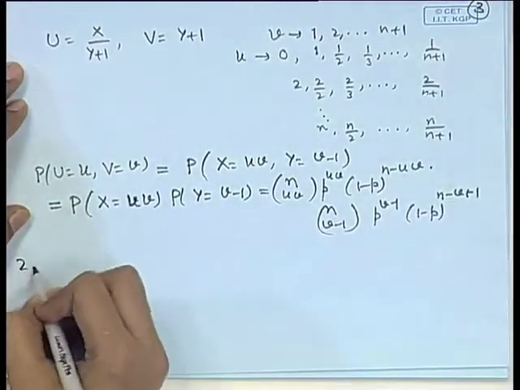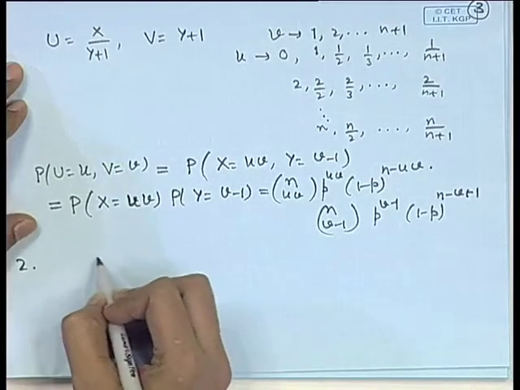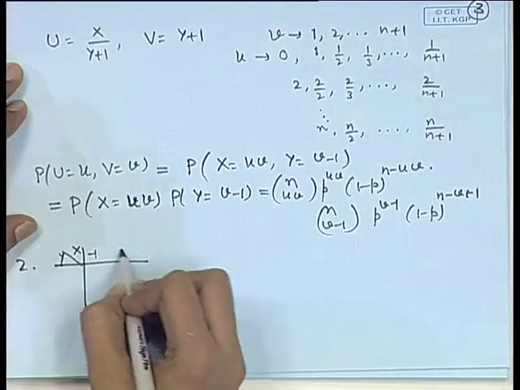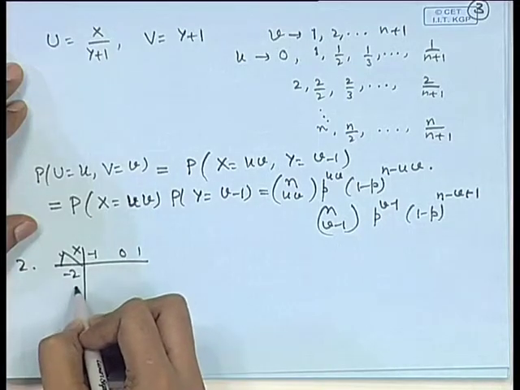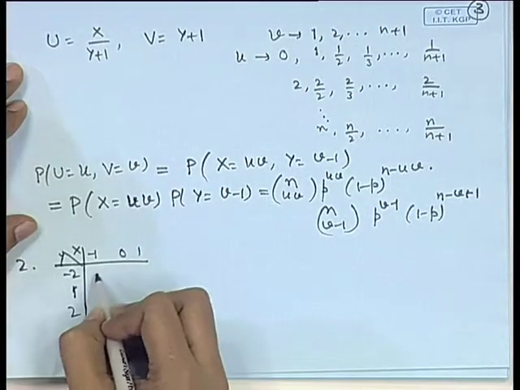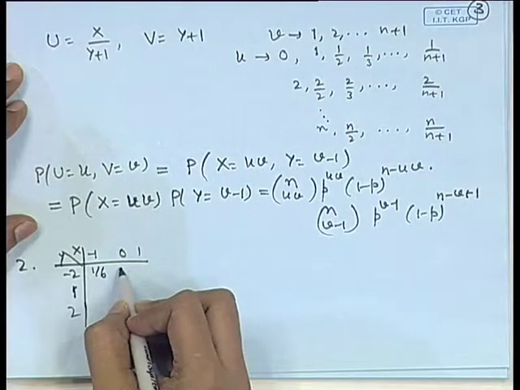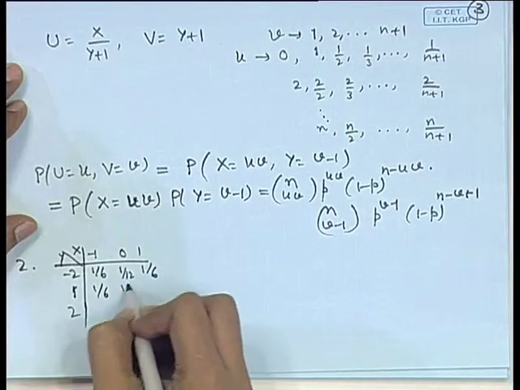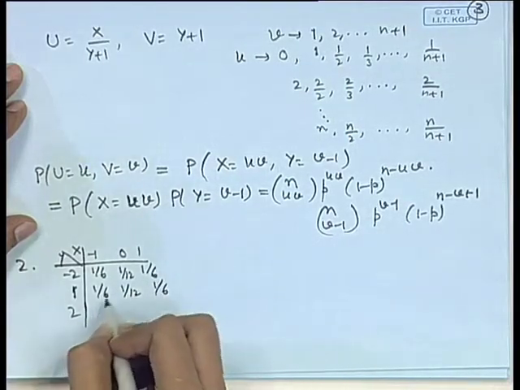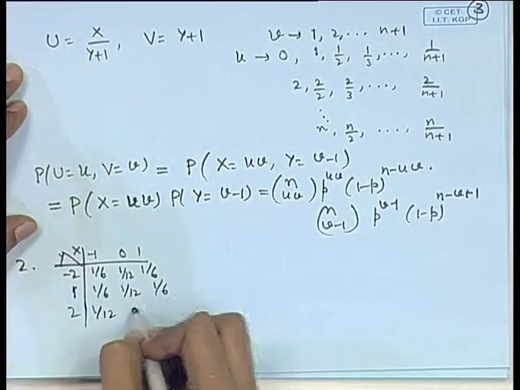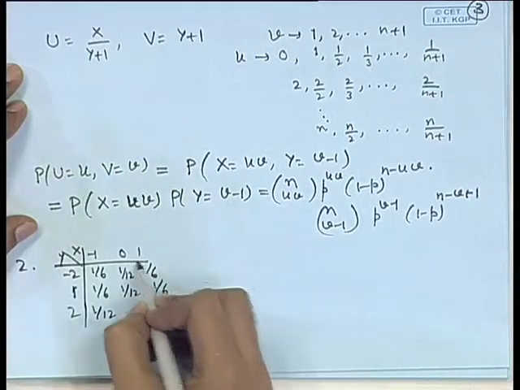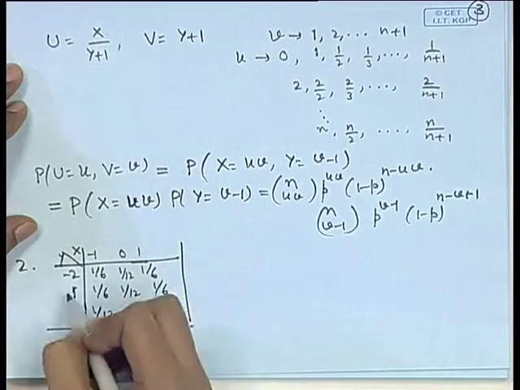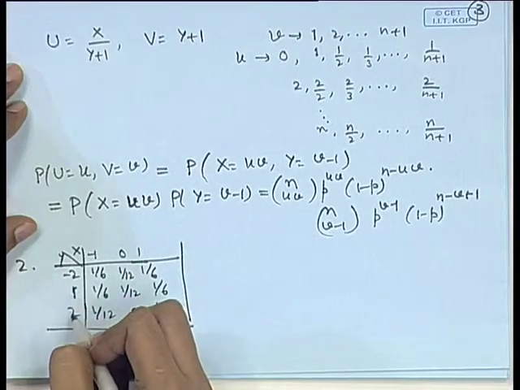Let us take another example here. Say x and y have the joint mass function. The probabilities are 1 by 6, 1 by 12, 1 by 6, 1 by 6, 1 by 12, 1 by 6, 1 by 12, 0 and 1 by 12. So, x takes values minus 1, 0 and 1 and y takes values minus 2, 1 and 2.